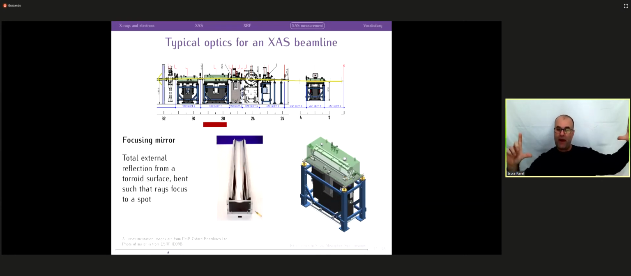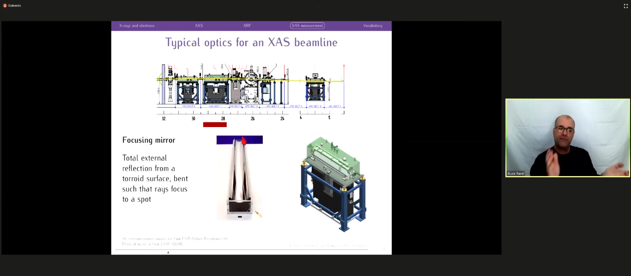Because the mirror is bent in the long direction, the photons that hit the leading edge will be deflected upwards just a little bit. The ones that hit at the trailing edge, which is bent up a little bit more, will be deflected a little bit more. All of those kinds of reflection work together to bring all of those parallel rays focused to a spot somewhere far away, down where the sample is.